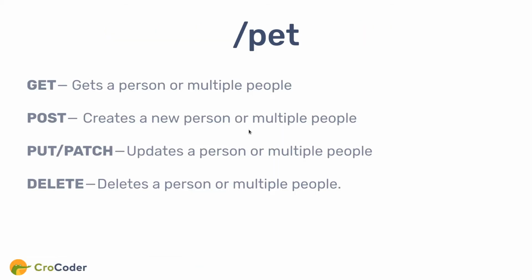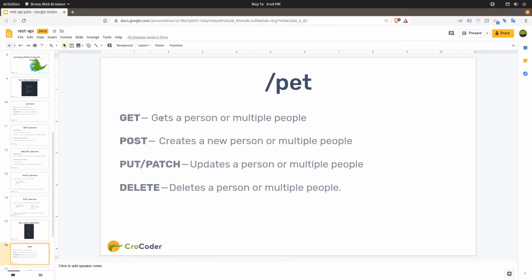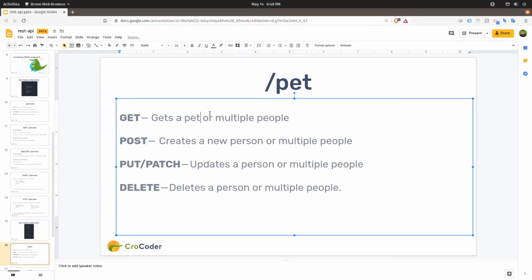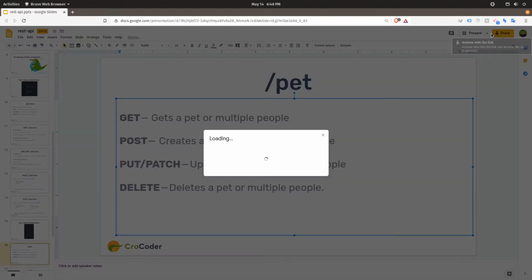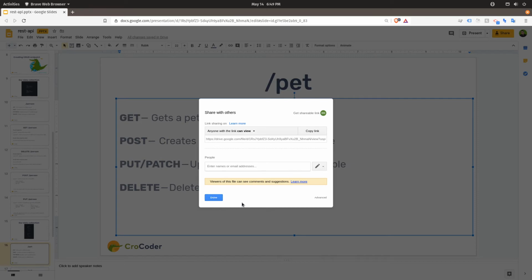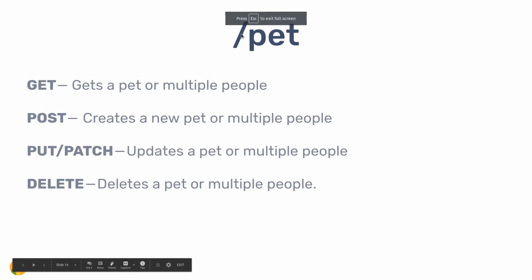In this example, we can always create a /pet endpoint. It should work the same as person. That's why I haven't changed this. So /pet should be the same as the person endpoint.